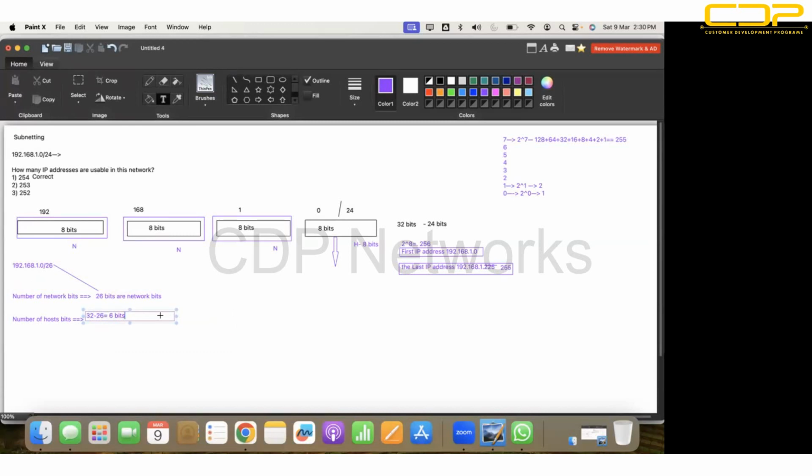Is everyone fine with this approach? Got the gist? That's fine. Now, if I ask you another question, how many networks can you get from this? Sorry, let me rephrase this question in another way. I have 192.168.1.0/24 and my manager asked me to subnet this network into /26. Can somebody do that for me?